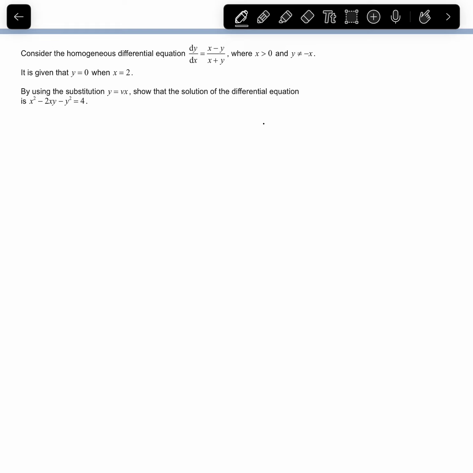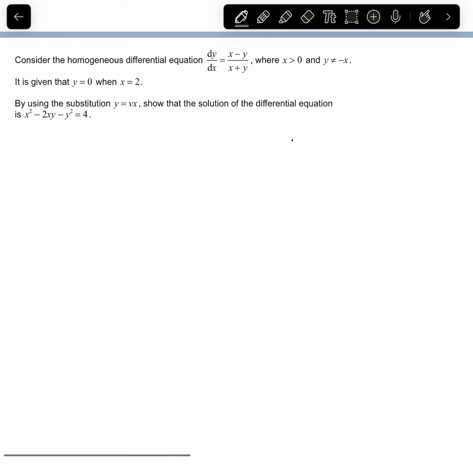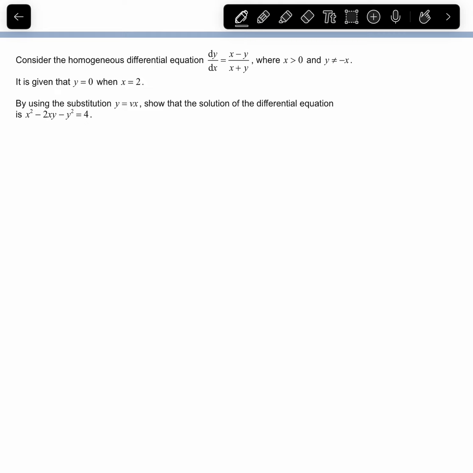Today we're going to be solving this problem from the IB Math AHL M25 session, paper 1, section A, and it's an 8-mark question. It says we have a homogeneous differential equation, an initial condition, and our task is just to solve it and show that the solution is this.